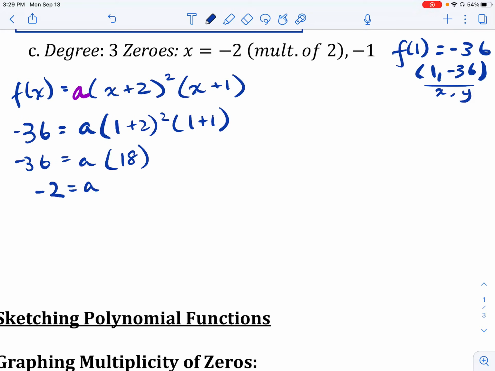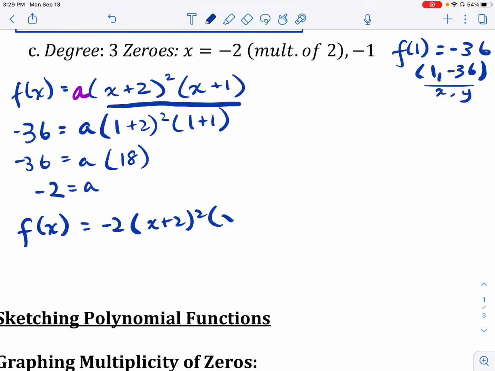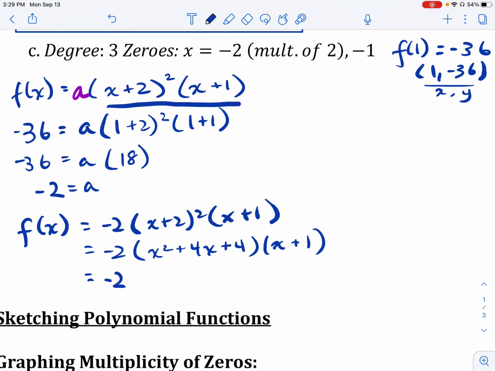Now that we know that, we can start writing the function as negative 2 times this original function that we had before we found out the vertical stretch. So it's -2 times (x + 2) squared times (x + 1). Well, let's go ahead and put that in general form. (x squared + 4x + 4) times (x + 1). And for the sake of time, I'll just jump straight to my general form.